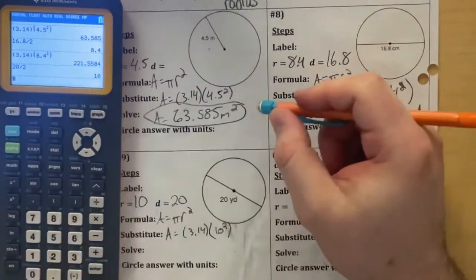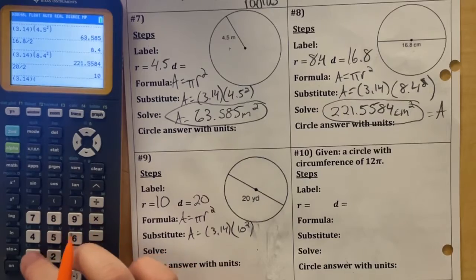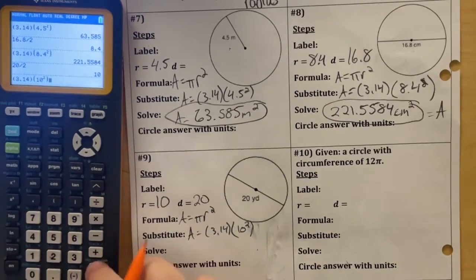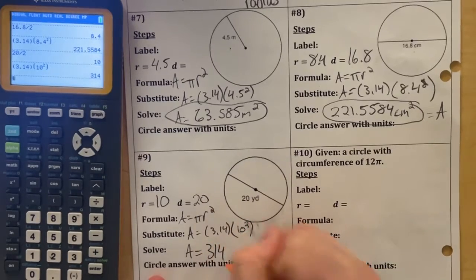All right. So we have our area, let's type it in. We have 3.14, and we have 10 squared. So we have our area is going to be equal to 314, and we have yards squared.